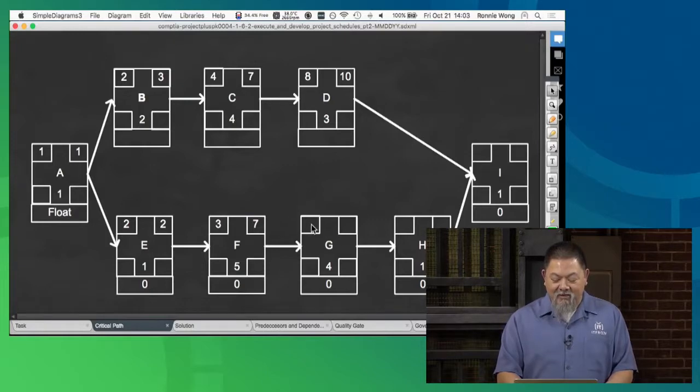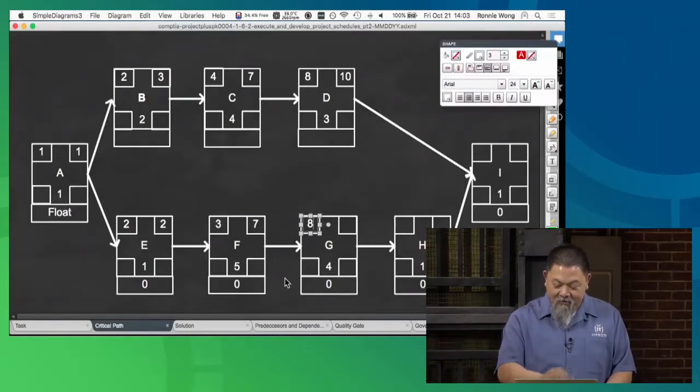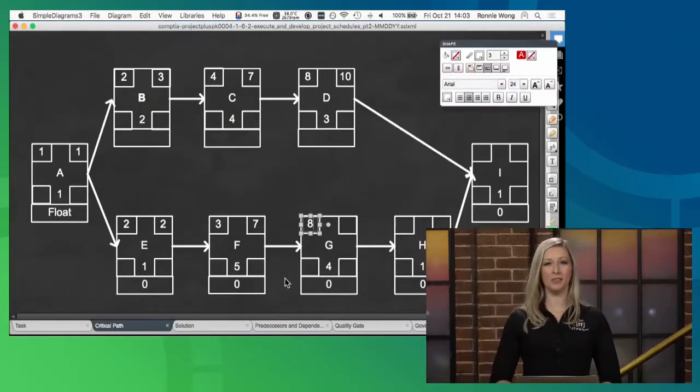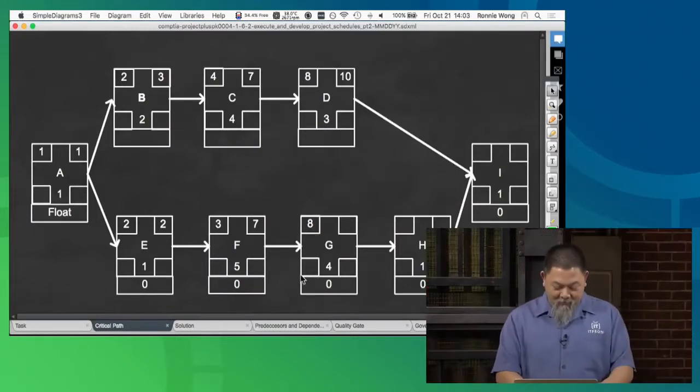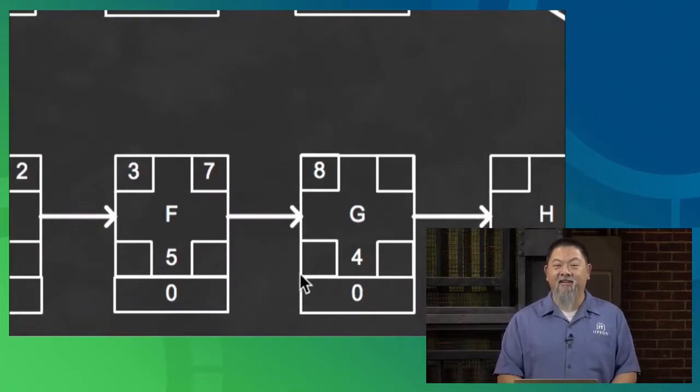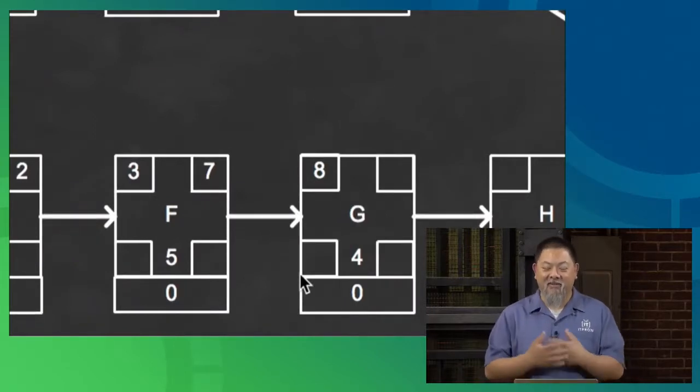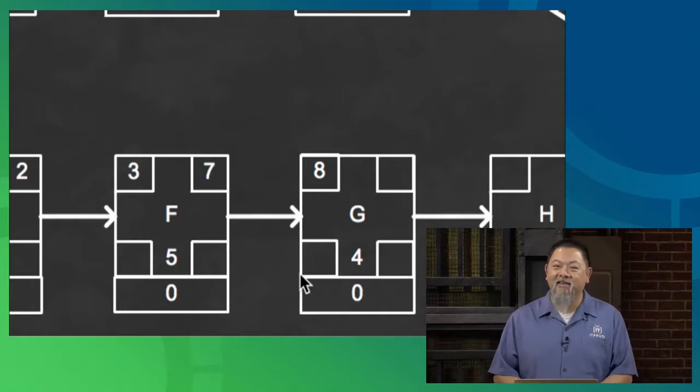So now that means task G, the earliest that one can begin, I can't even see that number. It's an 8. Let me zoom in. There we go. Can you see that one now? So task G begins on day 8, January 8th. It's a 4-day duration.